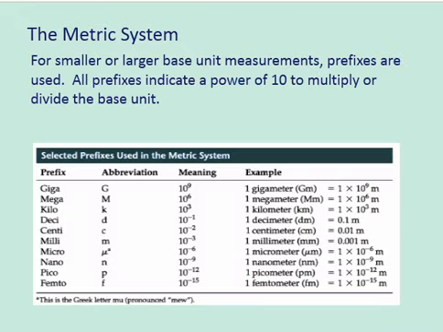All right, so hopefully you realize for smaller or larger base unit measurements, we use those prefixes. All the prefixes indicate a power of 10 to multiply or divide, and these are all of the ones that are pretty common that we might be using. Our most common ones that we will use through the year might be kilo, centi, and milli. So you can see that there's not a whole lot of them that you might need to know.